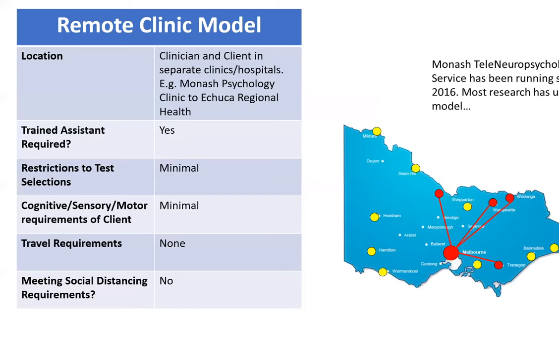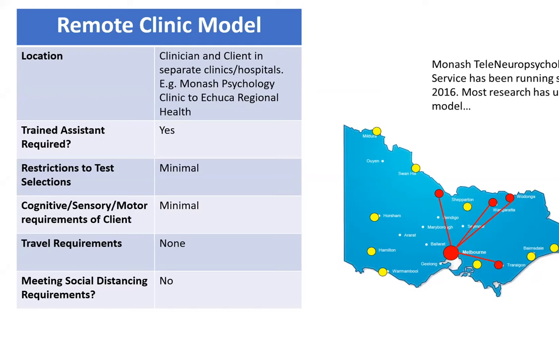What I'm going to talk about now is explaining the different models of telehealth. There are three models that I want to talk through that serve very different functions. The first one is the model that most people were looking at before COVID, because up until COVID, telehealth, particularly here in Australia, was very much being used to address the needs of rural health. This is the experience that I have most with teleneuropsychology. So this is the model that we run down here in Melbourne.